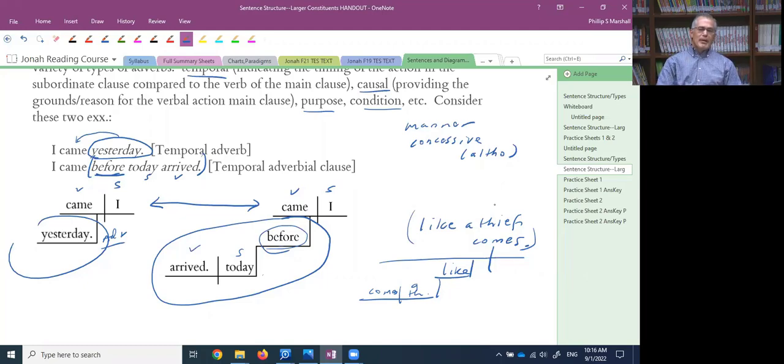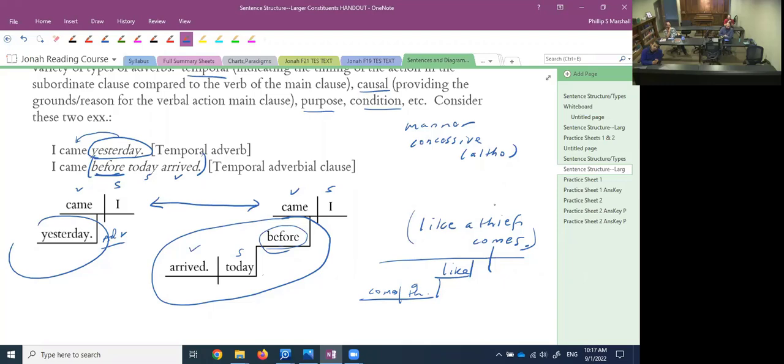So, you abandoned me, although I loved you, right? You abandoning me and me loving you don't seem to go together. It's contrary to expectation. And that's what the concessive notion is. Your Williams syntax is going to give you a number of sorts of semantic possibilities for adverbs and adverbial clauses.